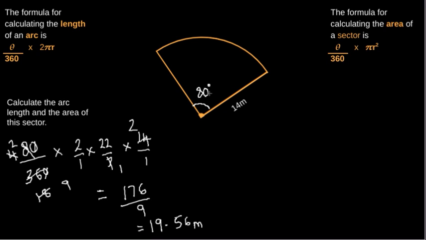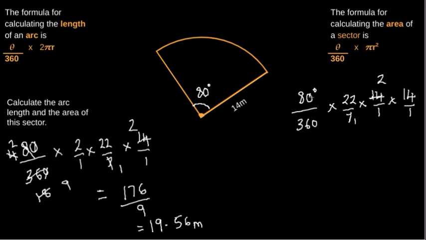Now let's calculate the area of the sector. It's going to be 80 degrees over 360 times 22 over 7 times 14 over 1 times 14 over 1. 7 here, 1, 7 and 14, that's 2. Okay, the 0 takes care of this. 4 in 8, 2, 4. 9 here. Can any other thing? I think we're good.